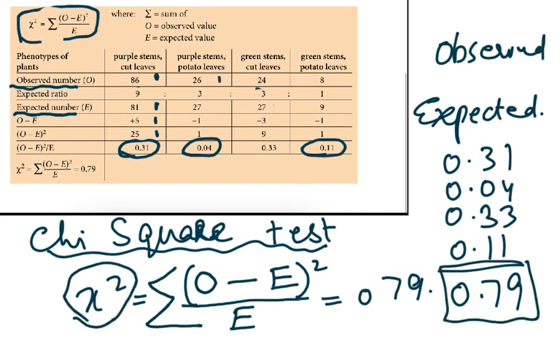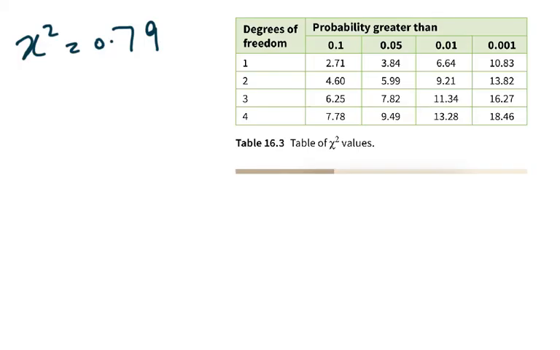But what do we have to do with this value? That's of course the most interesting part of this question. Now our calculation of x square was 0.79. Now what do we do with this value? That's the most important thing. What we do is we look at a chart. This will be of course given to you again in the paper. Now there is 1 degree of freedom.